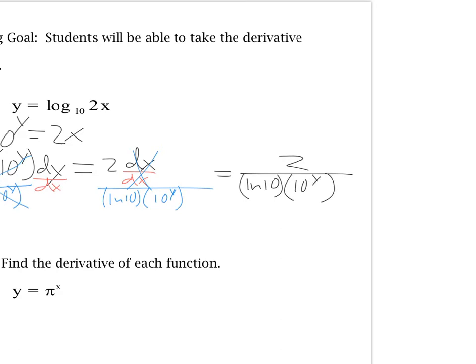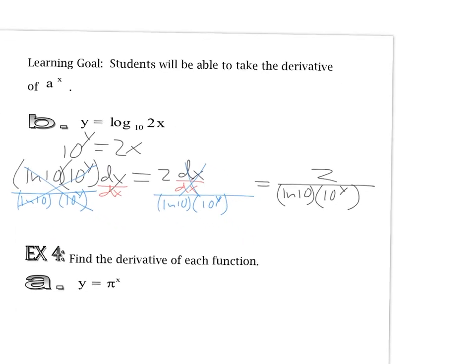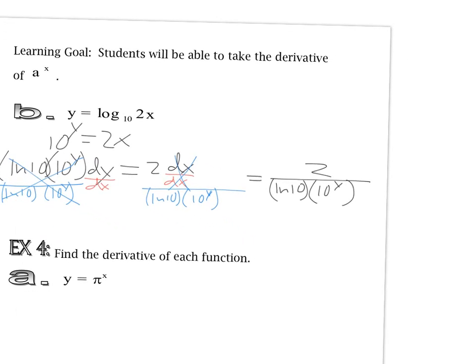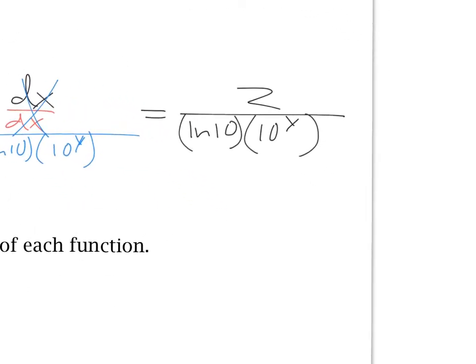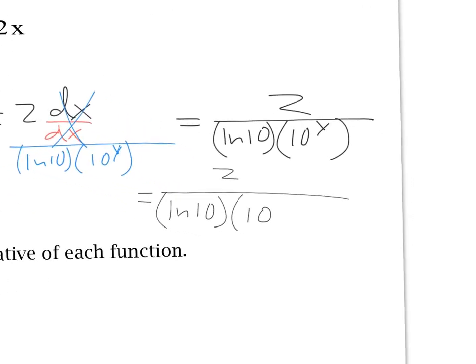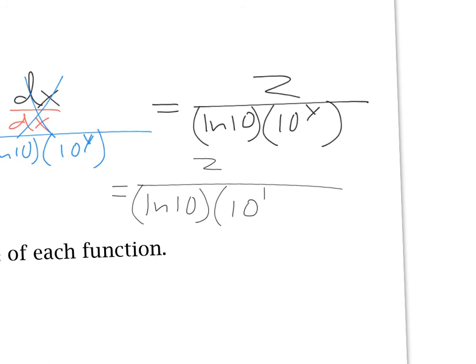Okay, so here's the deal though. We don't want it in terms of y, we want it in terms of x. And so what we really have here, and this is where it gets kind of funky, is 2 over the natural log of 10 times 10 to the, what was y originally? It was the log base 10 of 2x. Well, now if you remember your log and exponent properties, this is really just 2x.